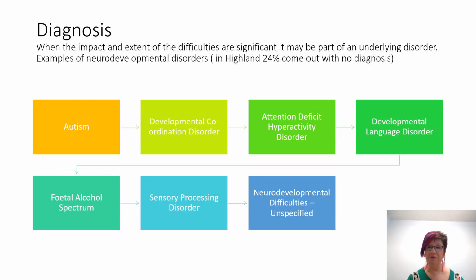In Highland, 24% of children come out of the NDAS process with no diagnosis. That doesn't mean that they've got no difficulties, it just means that there isn't a clear-cut diagnosis for that child because the level of their difficulties are not severe enough to diagnose. We can all have difficulties with concentration. We can also all have difficulties with motor development or with finding language. I sometimes splutter over words or can't get words out or can't find a word. But that doesn't mean that I've got developmental language disorder.